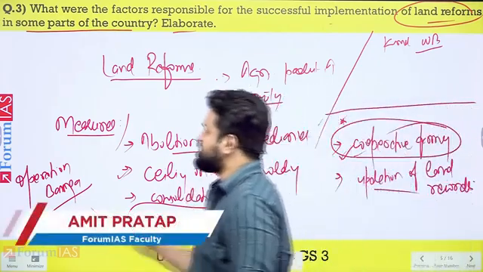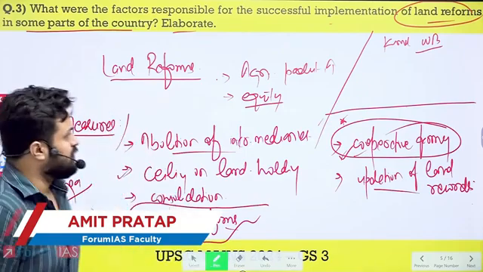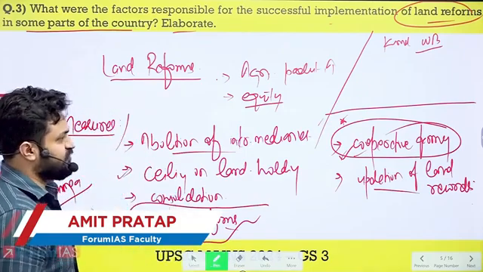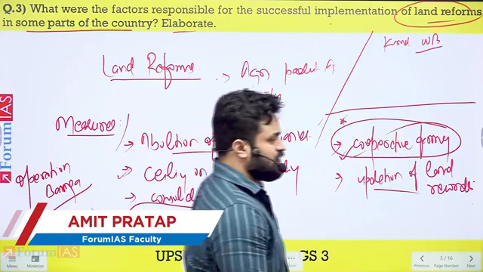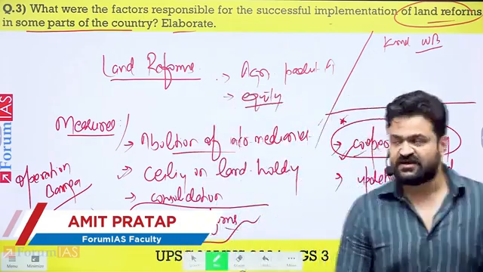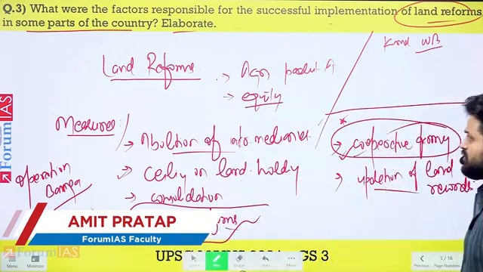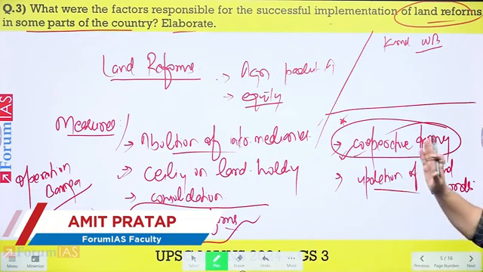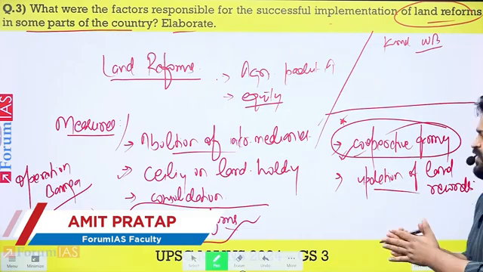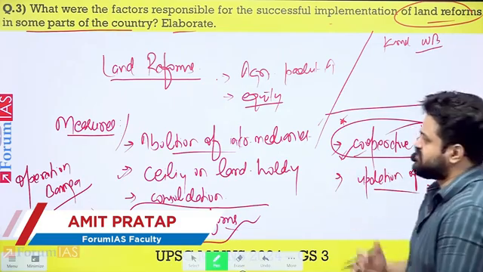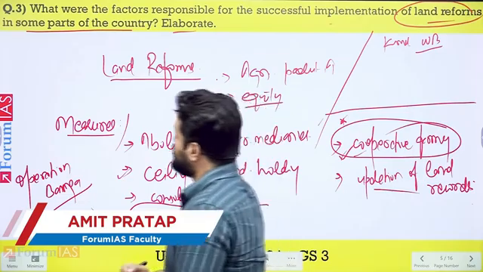So this has been the case with land reforms in India. The factors responsible are basically the legal framework, social pressure, civil society movements, political will, and all that. Then you needed to talk about different parts of the country where those measures have been successful.